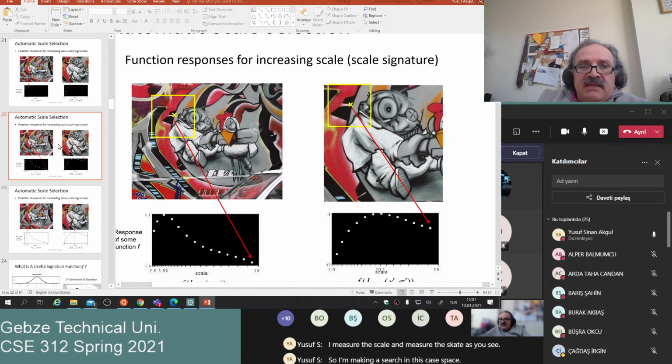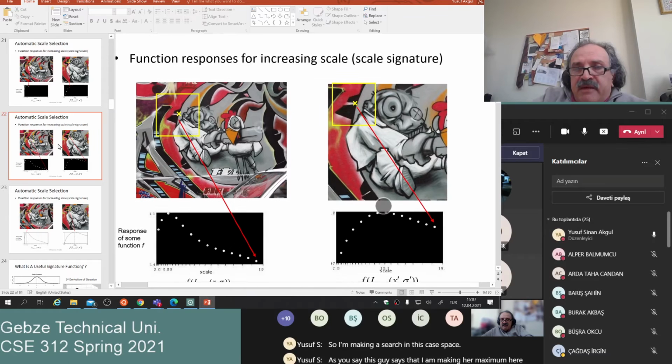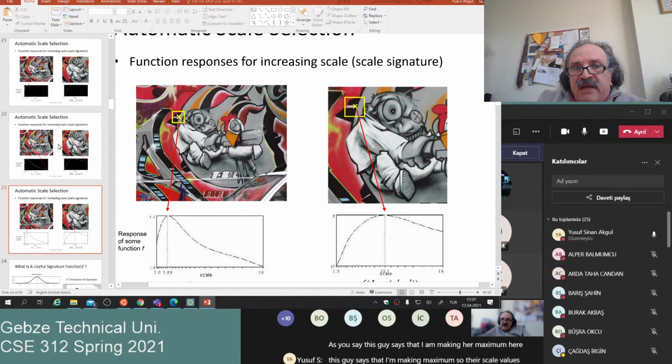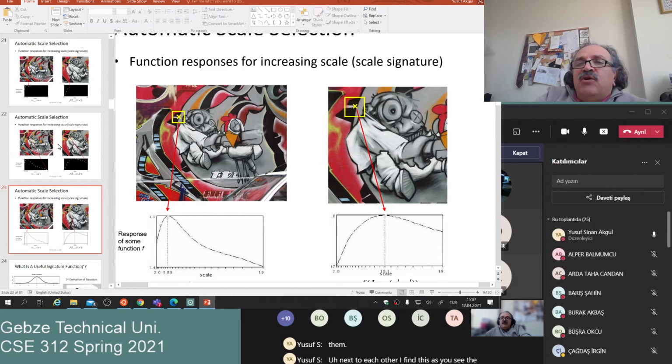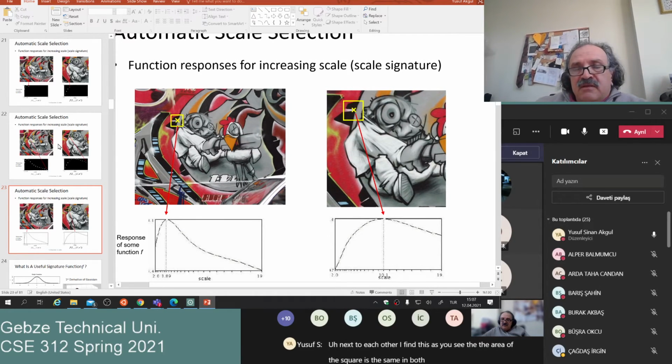As you see, this one says that I am making a maximum here. This one says that I am making a maximum. So their scale values are different. But when I normalize them and put them next to each other, I find this. As you see, the area of the square is the same in both images. I mean, the area inside the square is the same for both images. Okay, good.